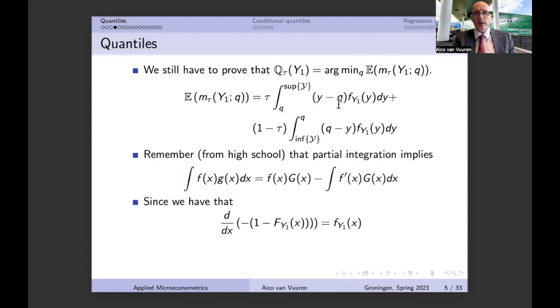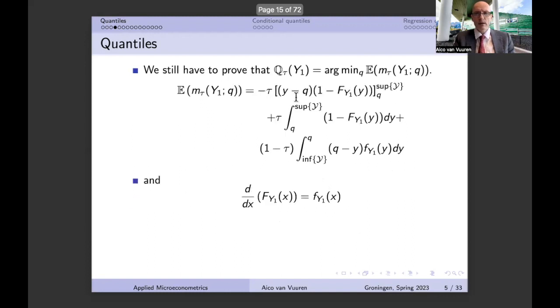So that implies that we're going to get, first of all, minus 1 minus the distribution function over here, multiplied, of course, by y minus q. And then we get here the minus sign, but we have another minus sign here. So therefore we get a plus sign of the integral. We take the first order derivative of y minus q with respect to y, so that is going to give me 1, and then multiplied, of course, again by 1 minus the distribution function. So therefore we are going to get all these terms over here.